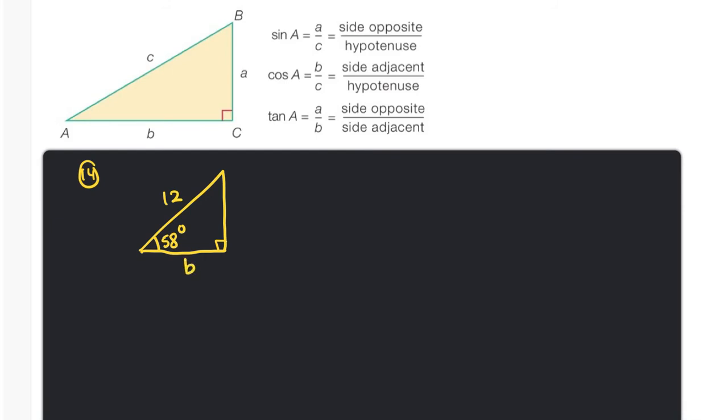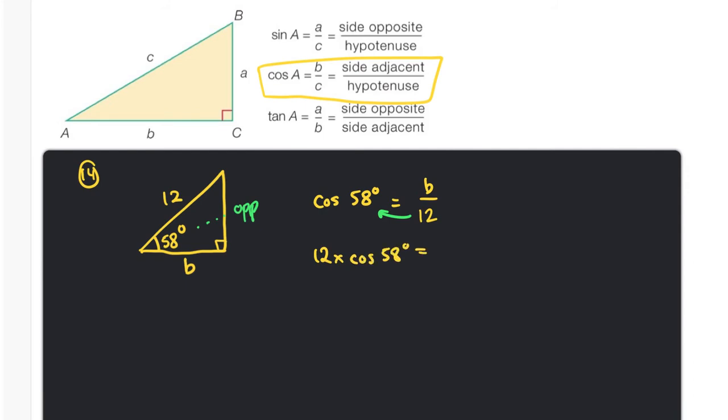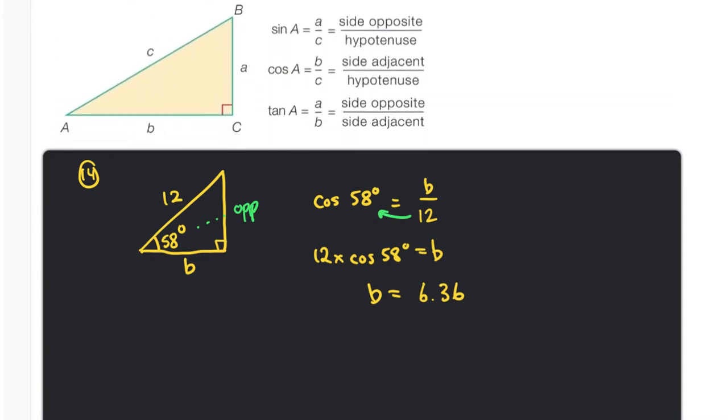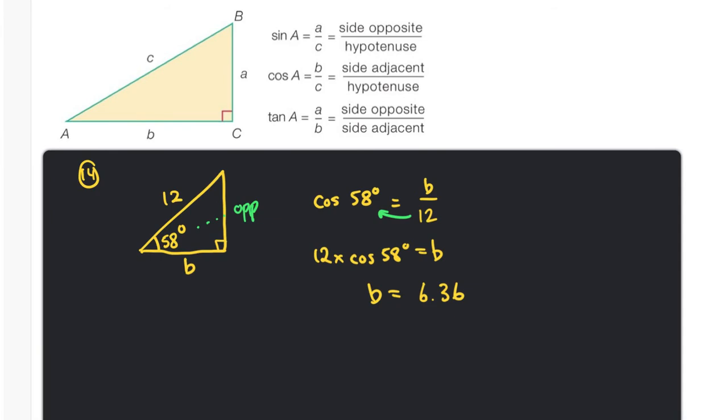So that looks like this would be the opposite. So therefore it's going to be adjacent and hypotenuse. So we know that cos 58, so on this one here, cos 58 equals b over 12. And what we're going to do is take the 12 up and multiply it. So 12 times cos 58 equals b, and therefore b equals 6.359, so 6.36. Excellent. And the last question in terms of trig is question 15 here.